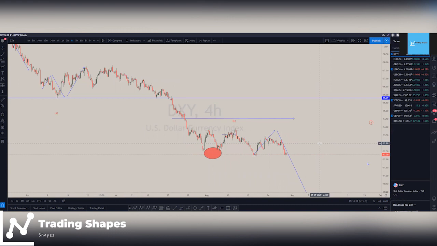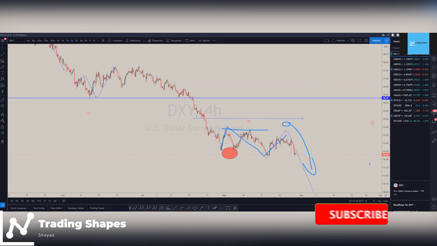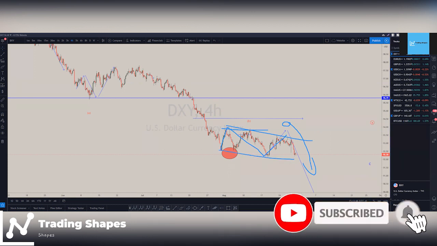As we said last week for the DXY, I was expecting it to break the stop, but basically we're looking for a continuation of the downtrend. Apparently it did the ABC, a flat ABC around here, and continued its way down.